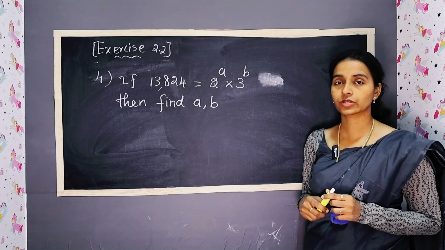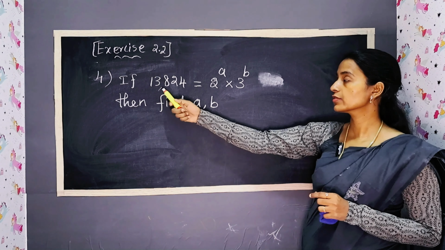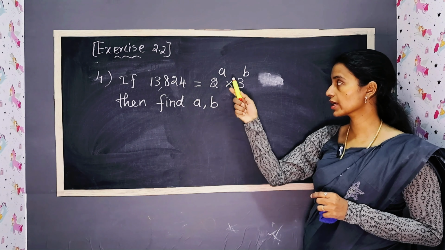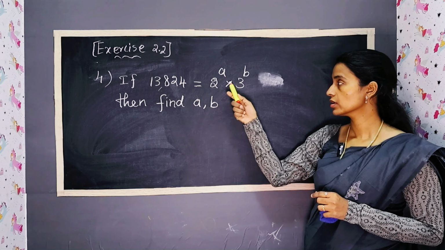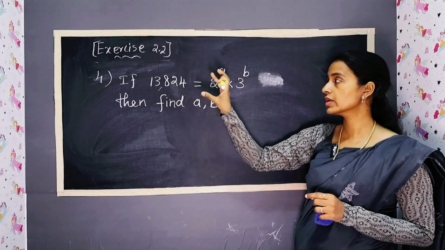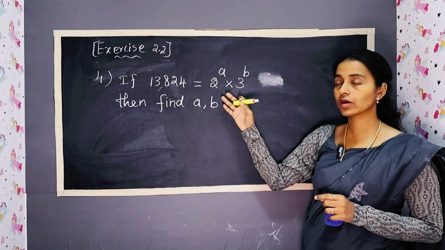Now we can see the question. Here the question is, if 13,824 equals 2 power a into 3 power b, then find a comma b. What is the question? We need to find out the value of a and b. What is given? This number is given. This equals this. We are going to change this number into this form somehow.